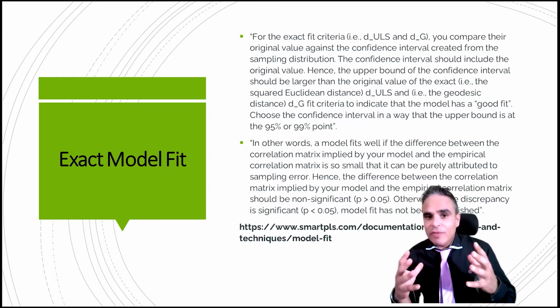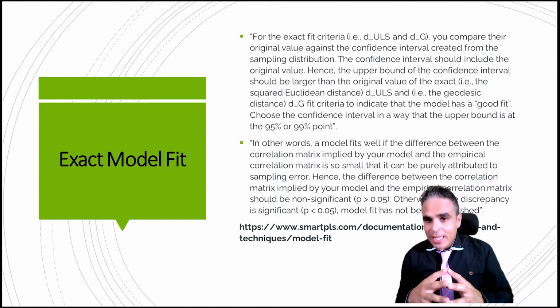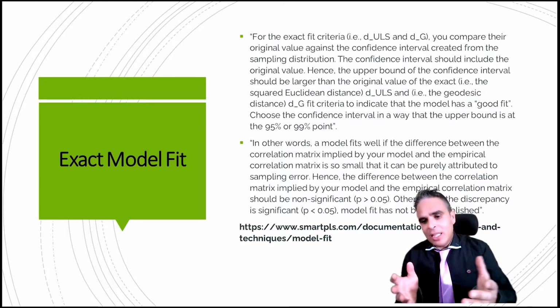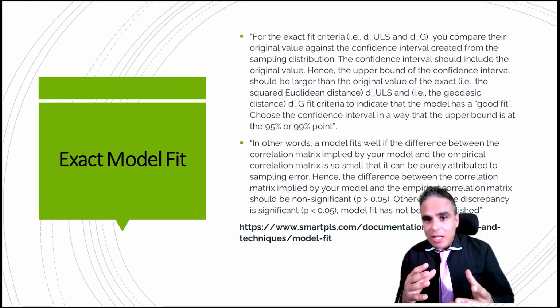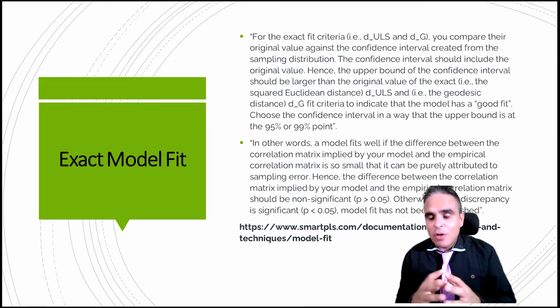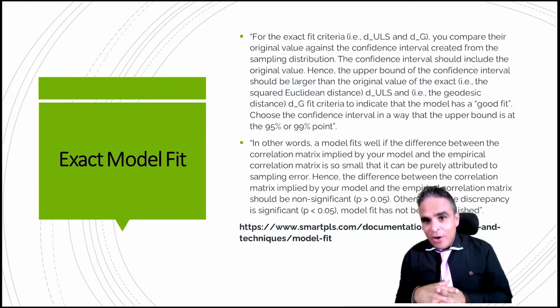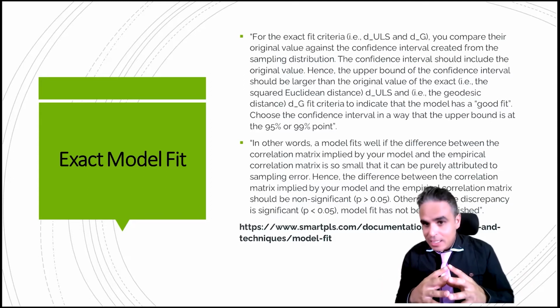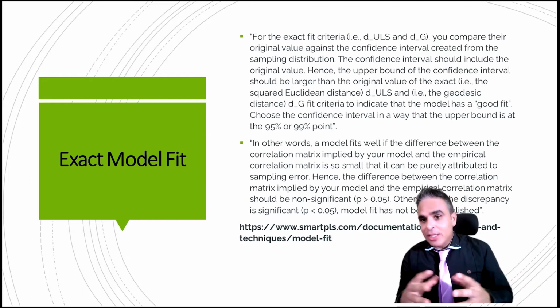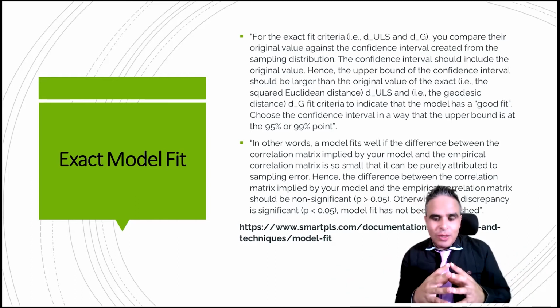The confidence interval should include the original value, and the upper bound of the confidence interval, whether you have 99% or 95%, should be larger than the original value of the exact, okay, the squared Euclidean distance, and the geodesic distance. All right, criteria to indicate that we have a good model. Did I understand this very clearly? Not very clear to me, okay?